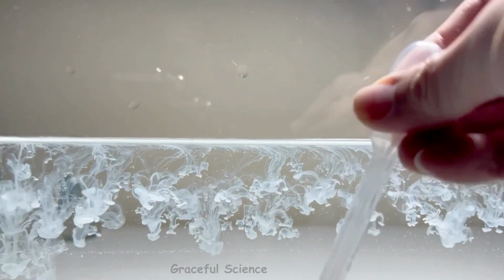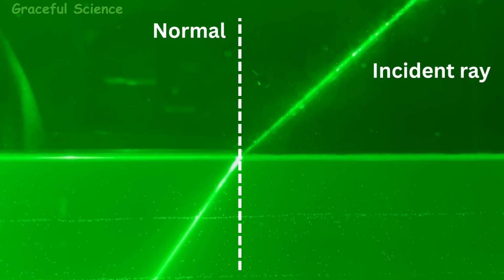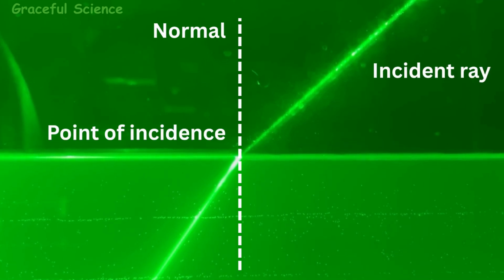Here is a fish tank filled with water. To make the light beam easier to see, I add a few drops of milk. Now I shine a beam of light from air into the water. An imaginary line drawn perpendicular to the water surface is called the normal. We also have the incident ray, the point of incidence, and the refracted ray.